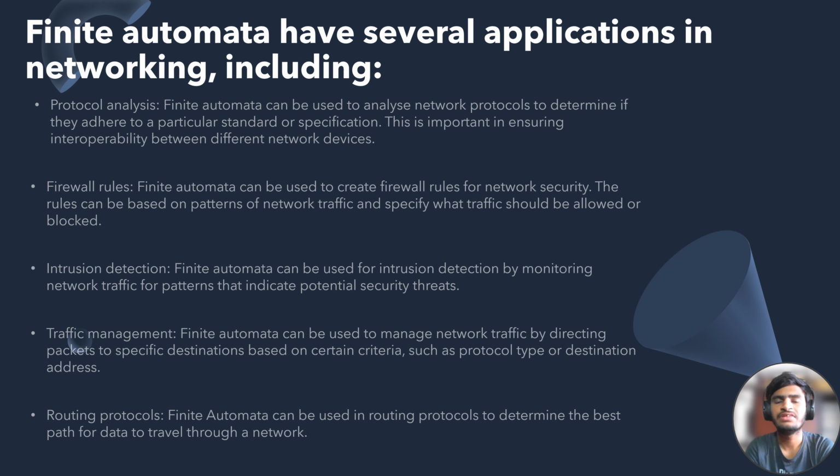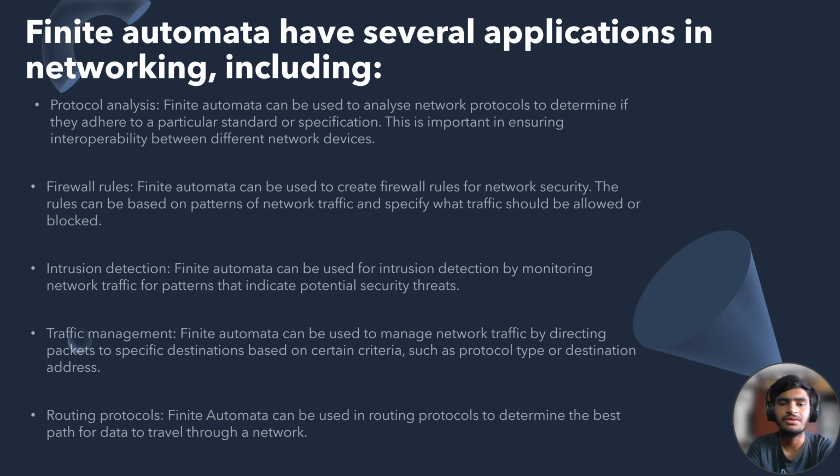Finite automata have several applications in networking, including protocol analysis. Finite automata can be used to analyze network protocols to determine if they conform to a particular standard or specification. This is important in ensuring interoperability between different network devices. Firewall rules: finite state automata can be used to create firewall rules for network security. The rules can be based on patterns of network traffic and specify what traffic should be allowed and what traffic should be blocked.